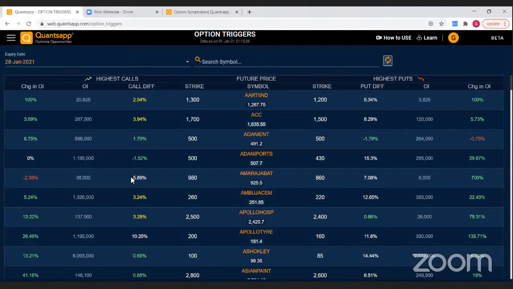So if the future price of an underlying is 100, and the highest call is, suppose, 106, or the highest put is at 96, the difference between the highest call and the highest put is more than 5%. That has been indicated in white. Basically, it helps you gain knowledge about which stocks are very near to their highest call or highest put. I hope I am clear, and if you still have doubt, you can ask.